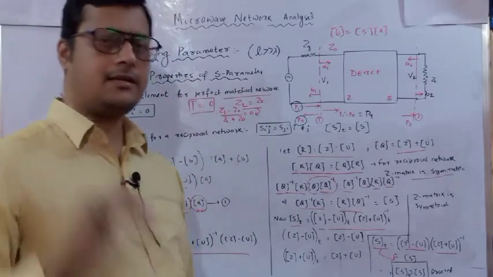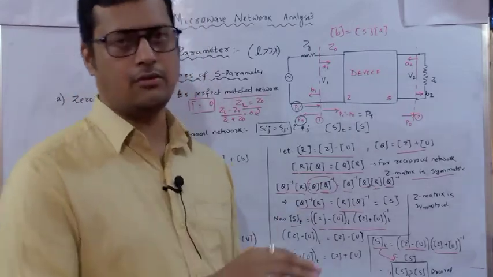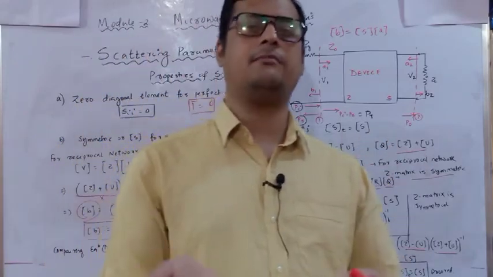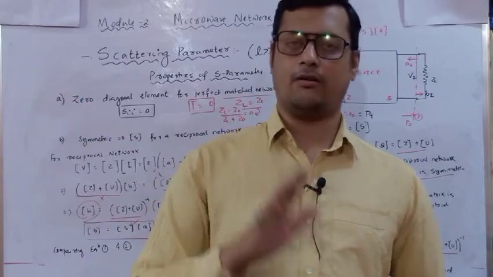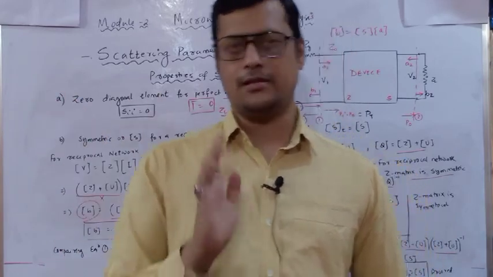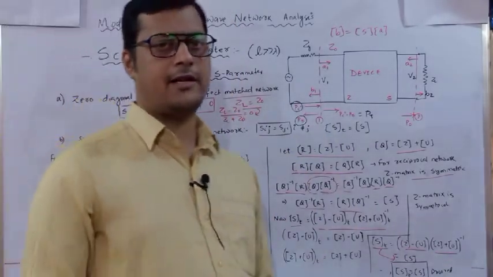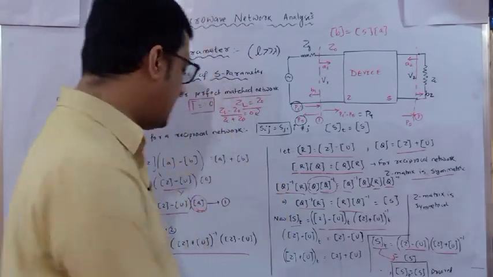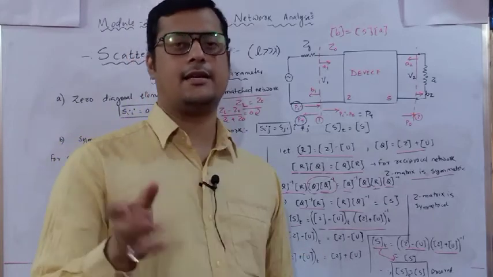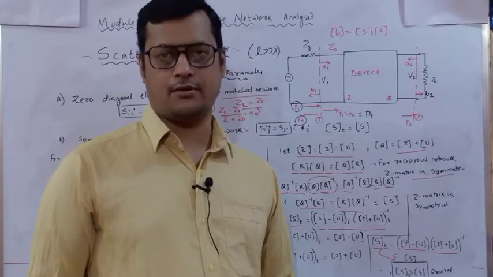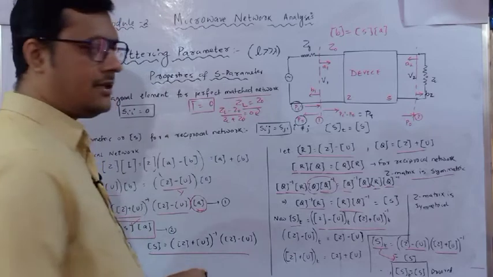So the first property is what? If it is perfectly matched, diagonal elements are 0. Diagonal elements are all reflection coefficients. If all the ports are perfectly matched, meaning ZL is equal to Z0, the reflection coefficient of all the ports is 0. So the diagonal elements will be 0. Next, if it is a reciprocal network, the transpose of the S matrix must be equal to S. That you have to prove. So this is a simple way to prove S transpose is equal to S. Then only we will say it is reciprocal in nature. Otherwise it is not a reciprocal network.